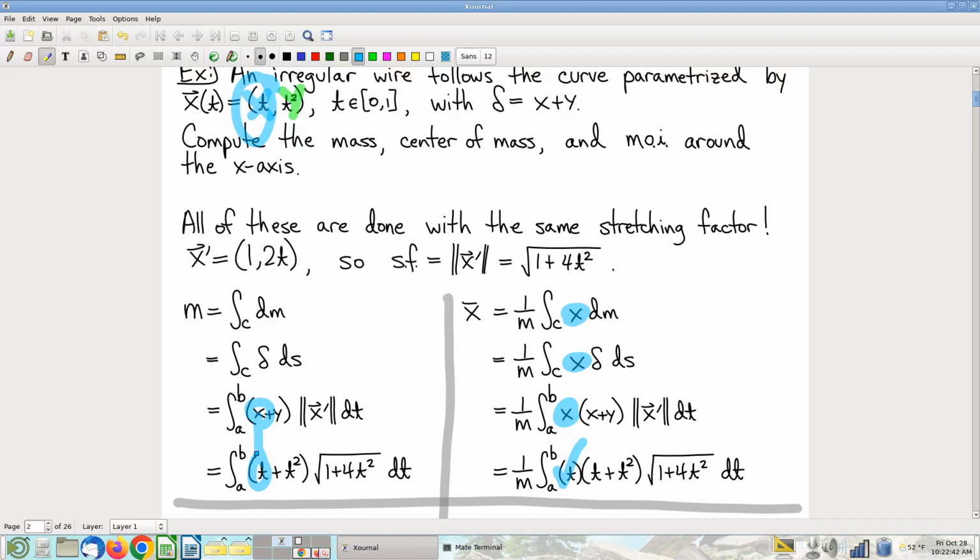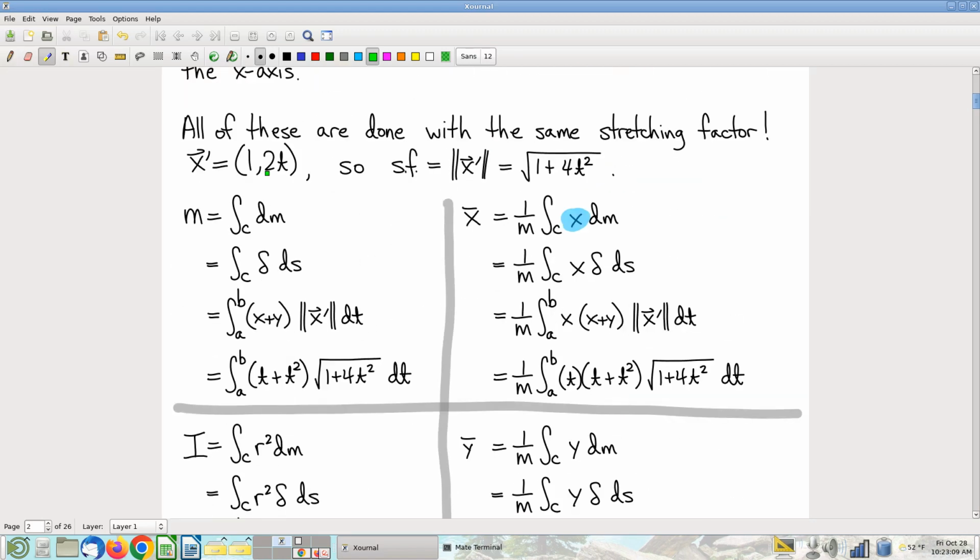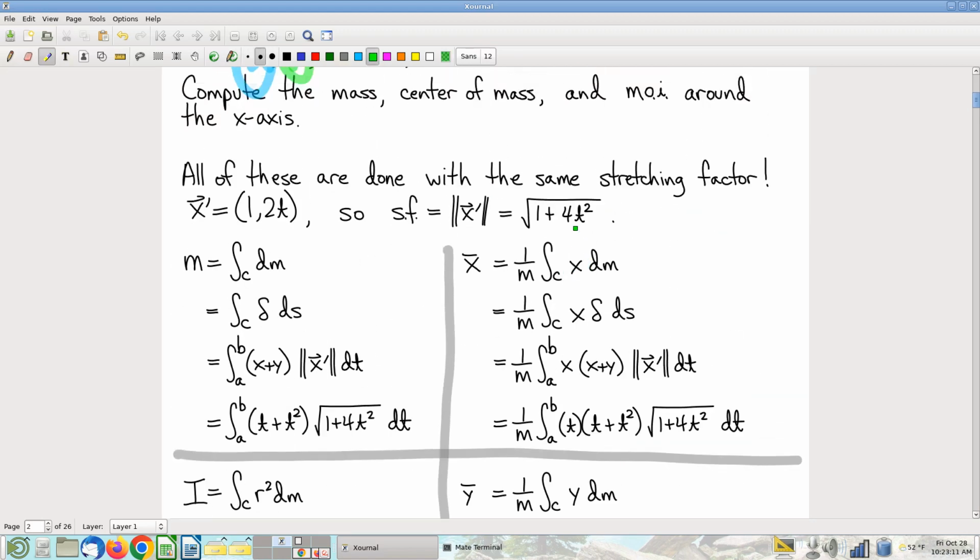Oh, here's another one. X, t. Right? Likewise for the y's. Here's y is t squared. So here you go. Y, t squared. Right? And then likewise with the other integrals. Y is t squared. Y, t squared. Right? So it's really just a matter of plugging in at this point. And then I guess we do have to deal with the stretching factor, but most of it is just plugging in. Okay, let's talk about the stretching factor.